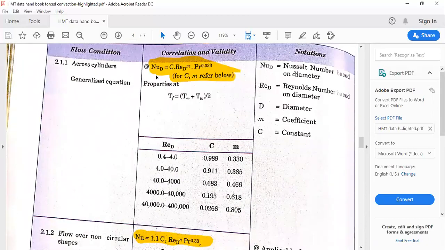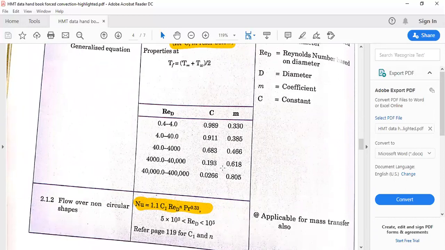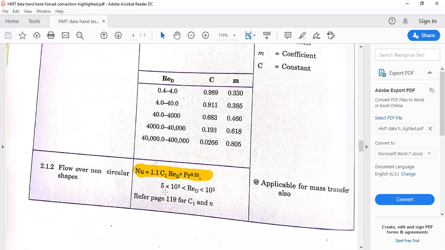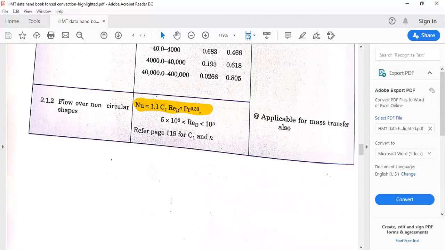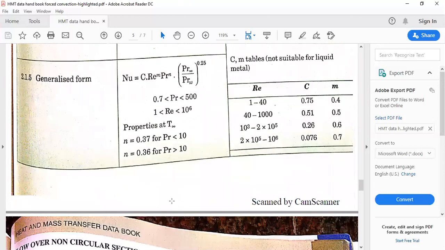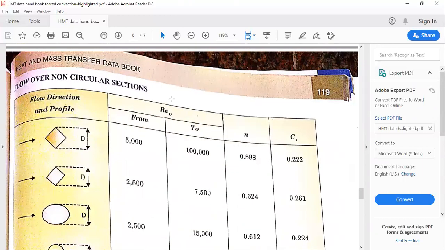This is again for circular shapes or flow across cylinders. Cylinder means having a circular shape. If the flow takes place across non-circular shapes, then you have to use this equation for this Reynolds number range: 1.1 into C1 Re_D^n into Pr^0.33. To get the values of C1 and n, refer to the page number given here. You have to go to the particular page in your data handbook. Normally it is here, you can say this is page number 119.